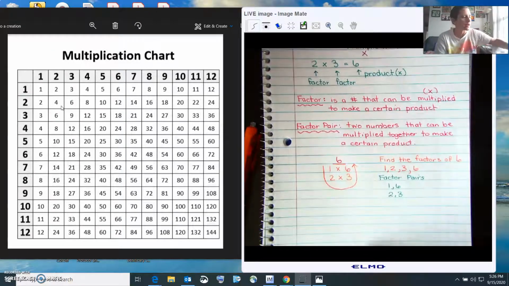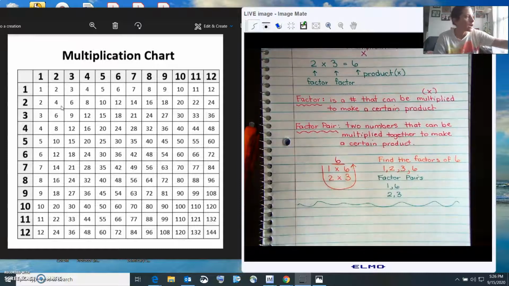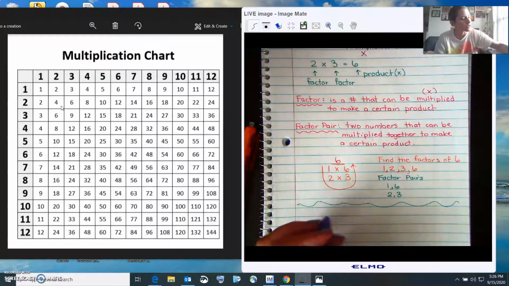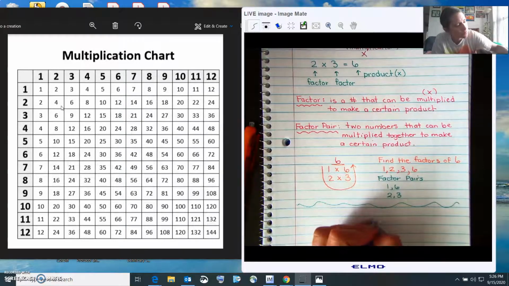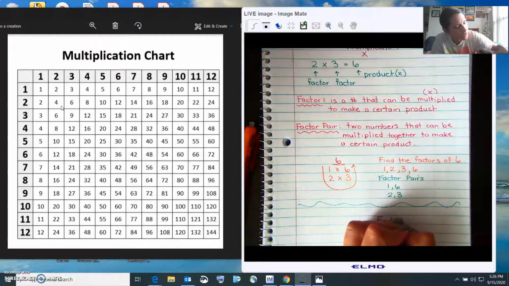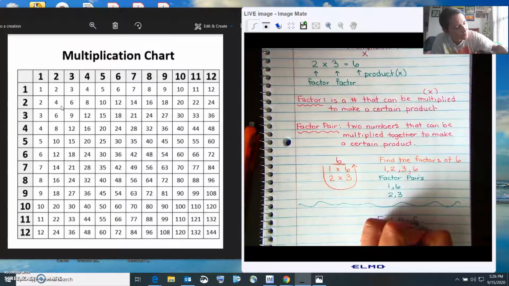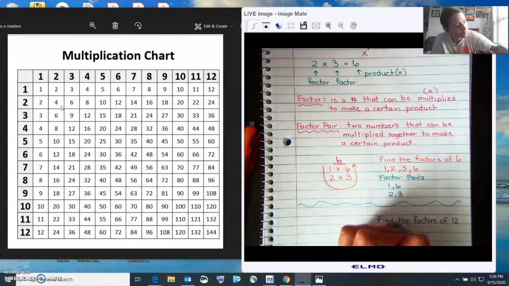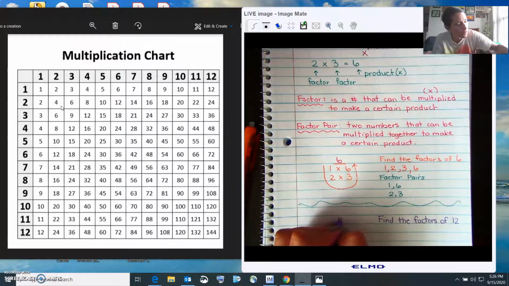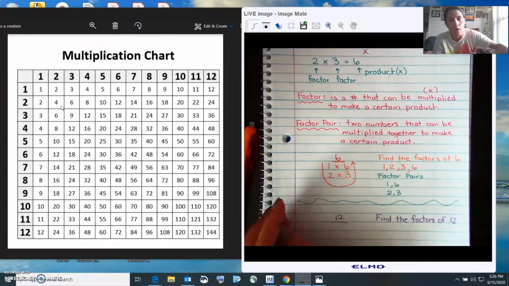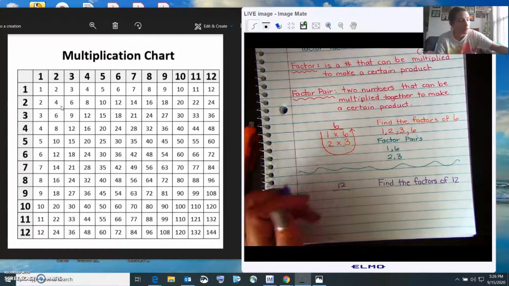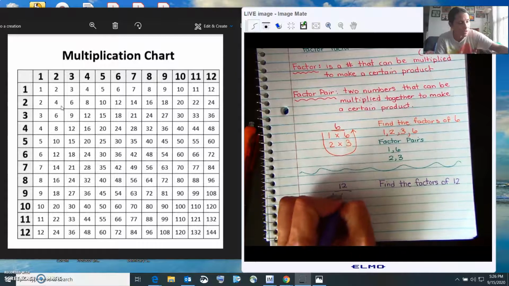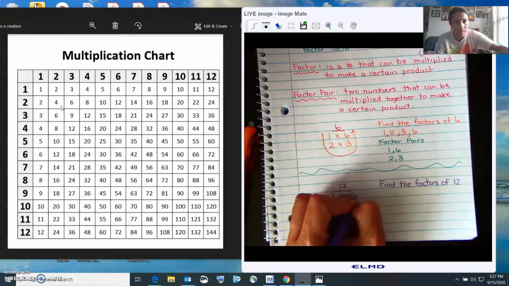Okay, so let's try another one. Let's draw a line. I want to find the factors of 12. Okay, so we're going to put 12 up here. Now remember, we always start with 1. We always do 1 times that number, 1 times 12.